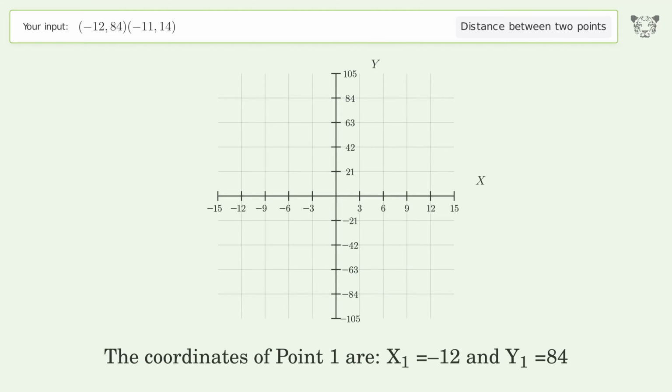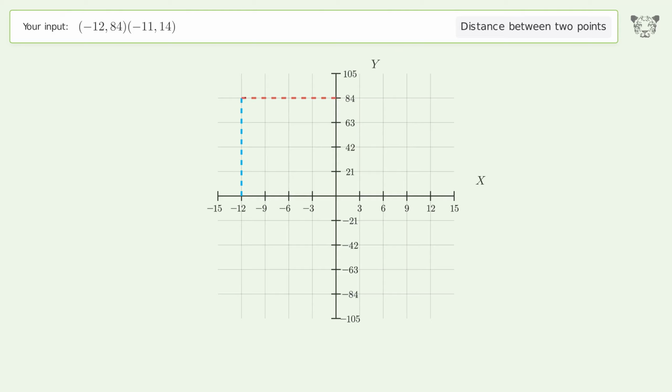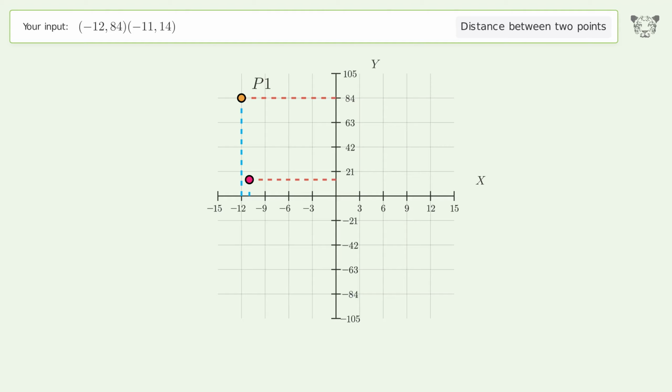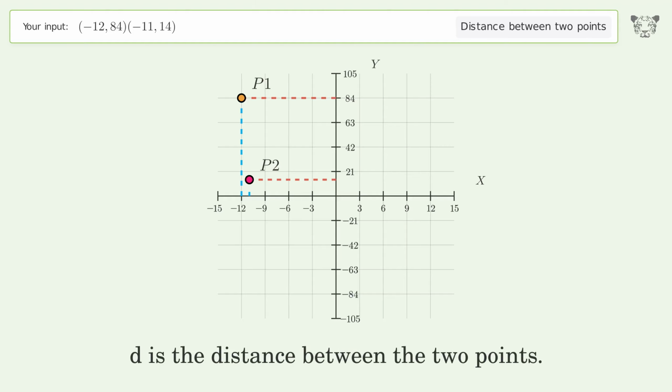The coordinates of point 1 are, x1 equals -12 and y1 equals 84. The coordinates of point 2 are, x2 equals -11 and y2 equals 14. D is the distance between the 2 points.